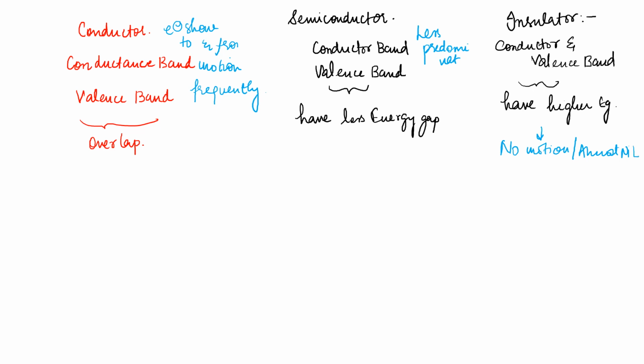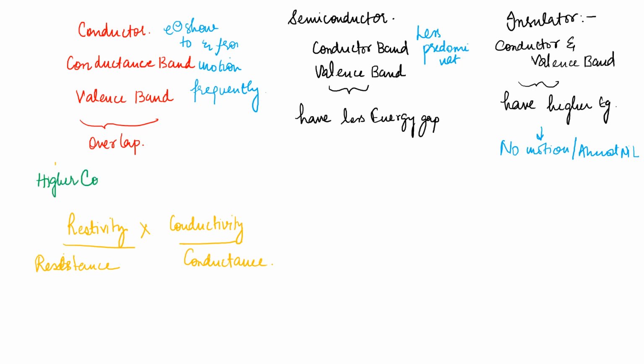Okay, now the two concepts which are there in that, one is resistivity and the other one is conductivity, and both are opposite of each other. Resistivity is resistance provided and conductivity is conductance. In case of conductors, conductivity is higher. So we have lesser resistivity because of the to and fro motion of our electrons.